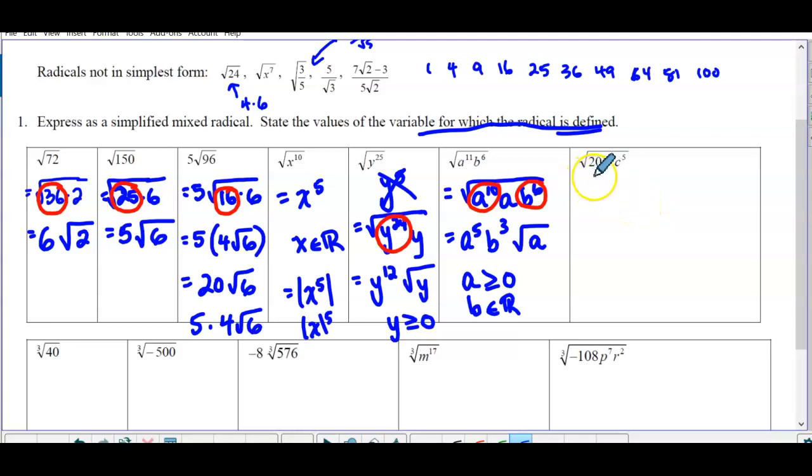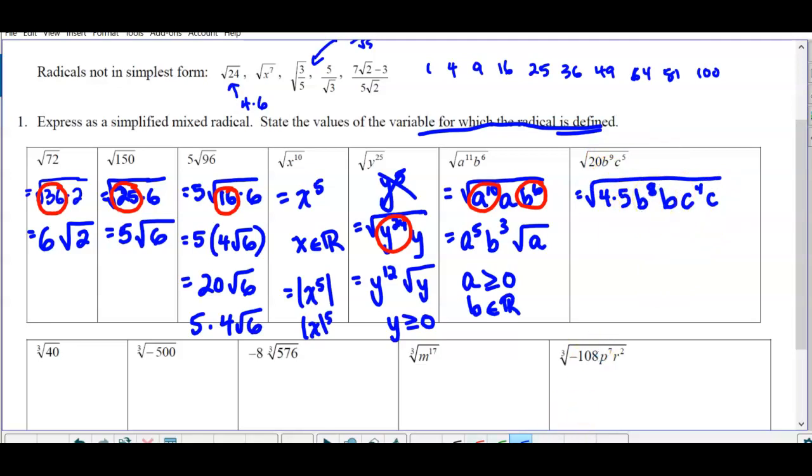Next one, now we've got numbers and variables, so we're going to do it all at once. So here, big radical, biggest factor of 20 that's a perfect square is 4, so 4 times 5. And then b to the 9, 9 is not an even number, it's a perfect square, but it's an exponent, so you cannot square root 9 and get 3. So we need to split this up into the biggest perfect square that's a factor, so b to the 8 times b, and then c to the 4 times c. Okay, I haven't changed anything, I've just factored it.